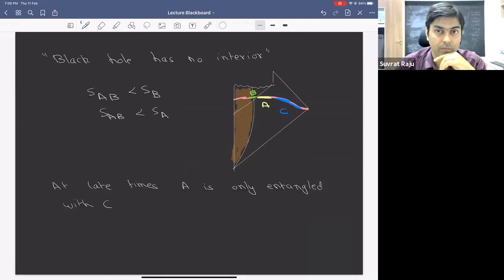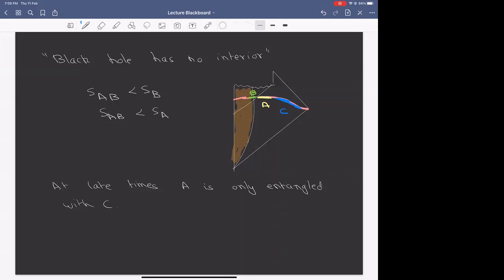The horizon played an important role here, but not in a very direct way. It's not clear to me that you couldn't have set up the monogamy paradox even without having the black hole. It's not clear to me that you absolutely need to have a horizon in order to set up a monogamy paradox.